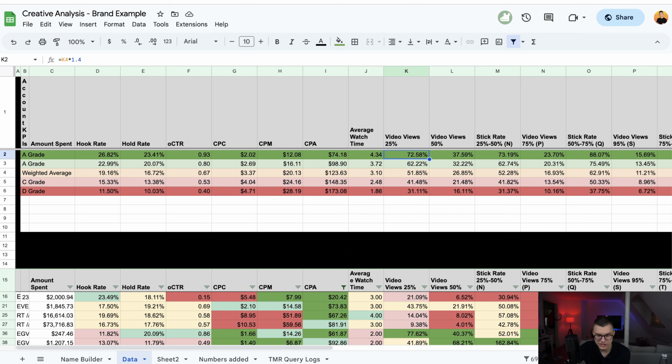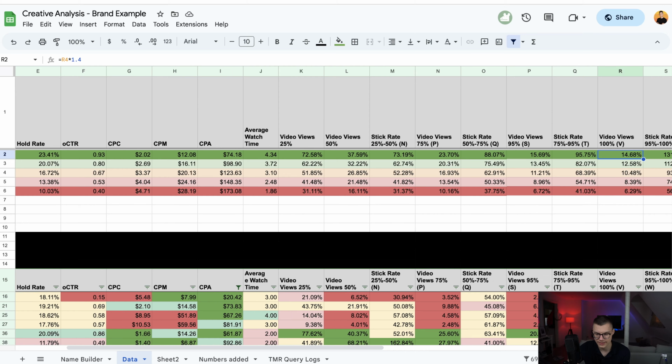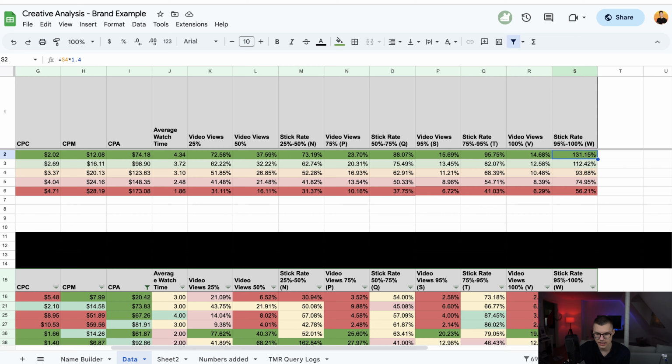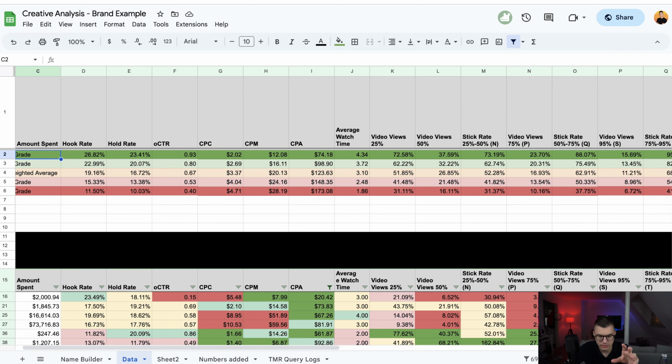Then we have how many people watched to 25%, and then how many watched to 50%, and how many people basically dropped off, like how many kept watching from 25% to 50%. Same goes for 50 to 75%, and then 75 to 95%. Obviously, the higher we get, the less important those numbers become. They are more for brands looking into the 8-figure range, but I'm still going to explain to you how you can use them even if you're spending just a couple of hundred dollars per day on Facebook.